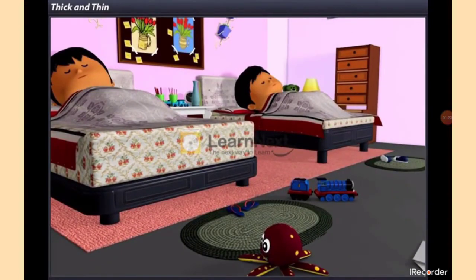Anil and Mehta sleep on their bed. This is Mehta's bed and that is Anil's bed. Look, Mehta sleeps on a thick mattress and Anil sleeps on a thin mattress. This mattress is thick and that mattress is thin.